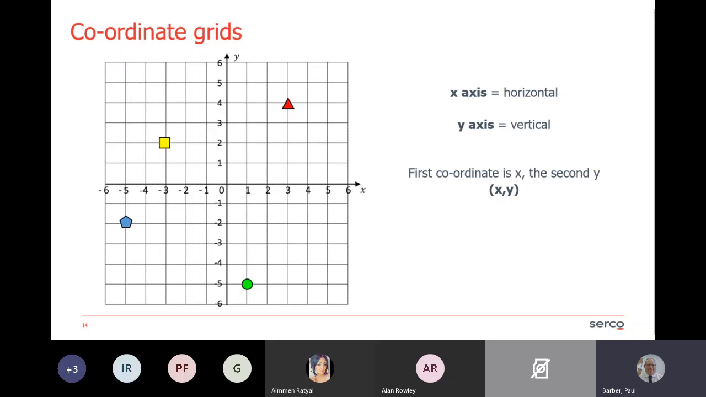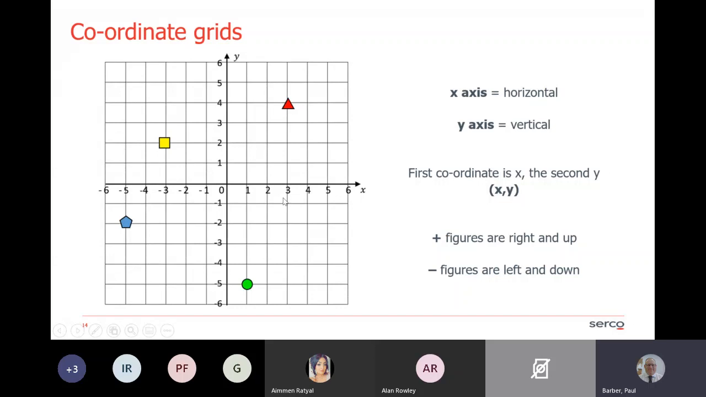Again, a way to remember that it's x and then y is that x comes before y in the alphabet. So the x-axis goes across because it looks like a cross. And remember that the x is always first in the coordinates because it comes first in the alphabet. Final thing to note is that the plus figures, positive figures, are always right and up from the middle, and the negative figures are left and down from the middle. So I'll go through the examples of those different dots on the screen.